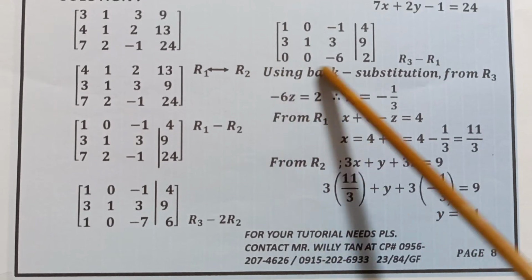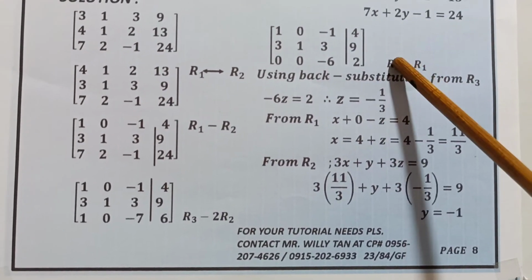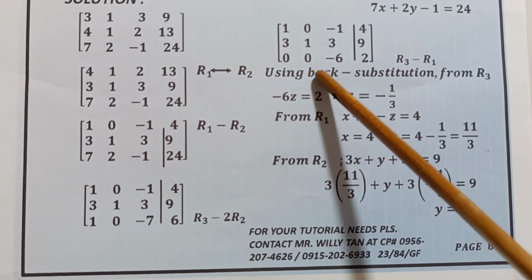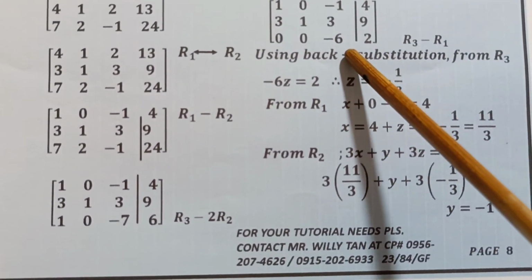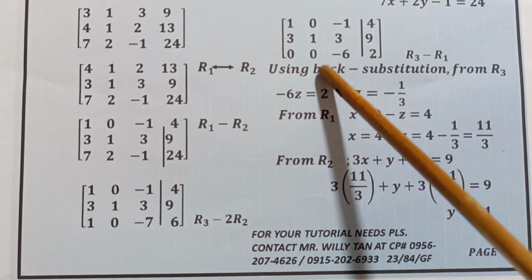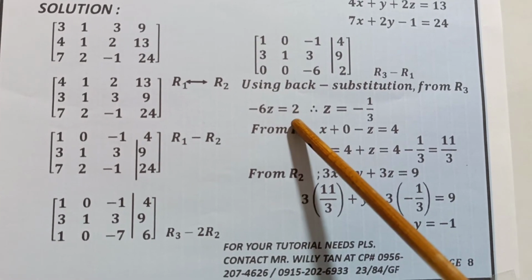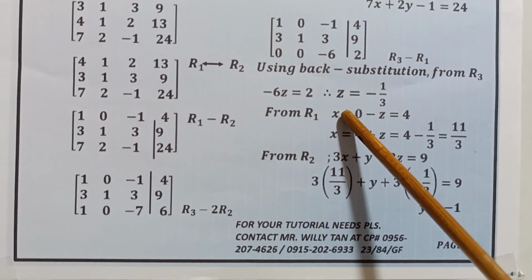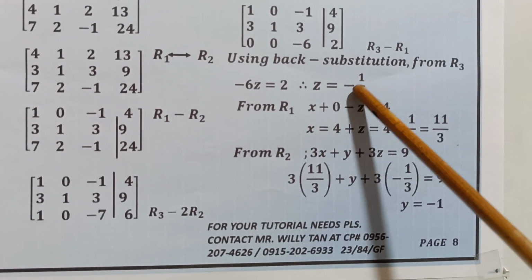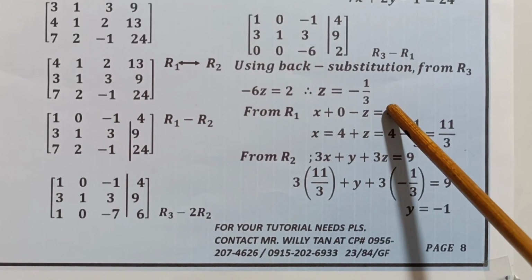So if we examine this carefully, we can now use back substitution from row 3. We have here only one variable, negative 6z, in x, y, z. The negative 6z is equal to 2. So negative 6z is equal to 2. So we divide both sides of the equation by negative 6. We have here z is equal to negative 2 over 6 or negative 1/3.